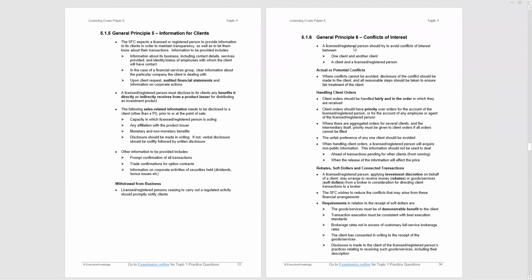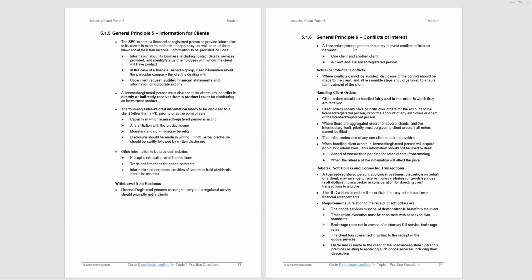General Principle 5, the information that you should provide to your clients. This is information for clients. The idea is to provide an element of transparency. The third main bullet point there, this is something that is being encouraged more and more now.